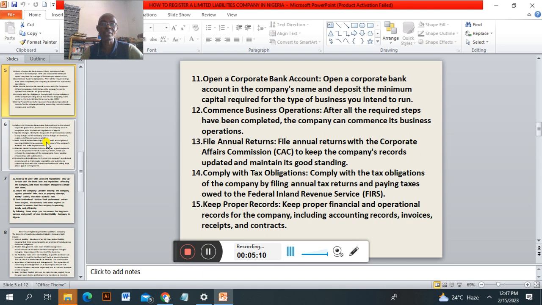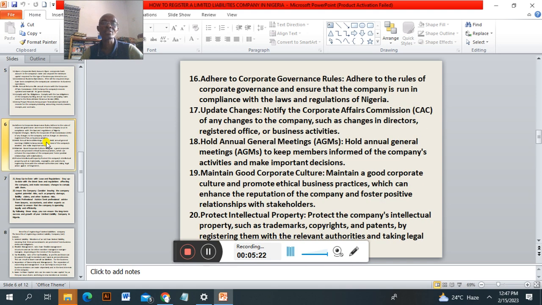And number 15, keep proper financial and operational records of the company, including accounting records, invoices, receipts, and contracts. Number 16, adhere to the corporate governance rules. Adhere to the corporate governance rules and ensure that the company is run in compliance with the laws and regulations of Nigeria. Number 17, update changes.